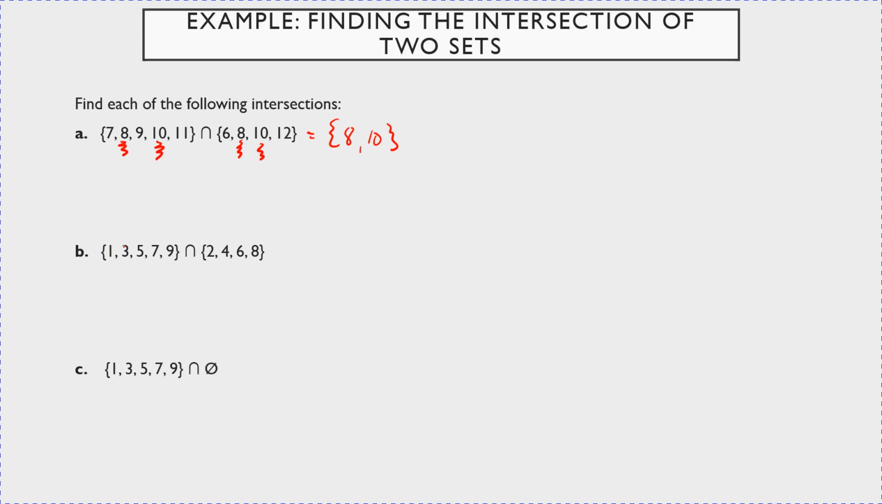Let's see here. 1, 3, 5, 7, and 9. 2, 4, 6, and 8. Do you notice how they have no common elements here? So what that means is their intersection here produces the empty set. They have no common elements.